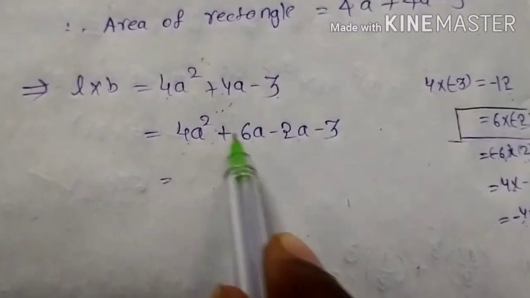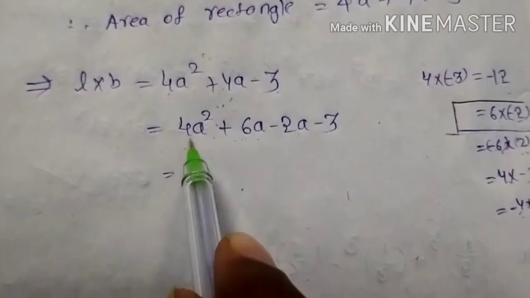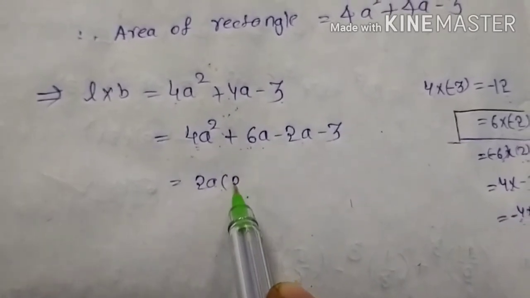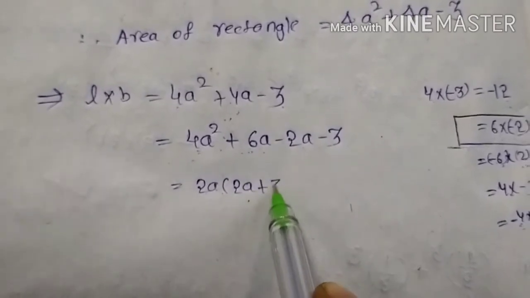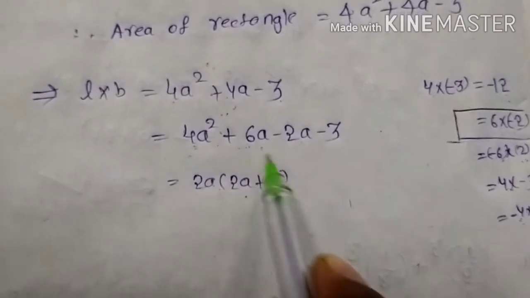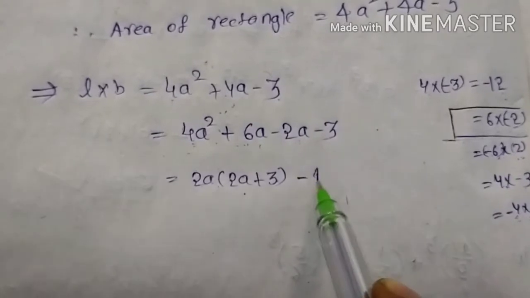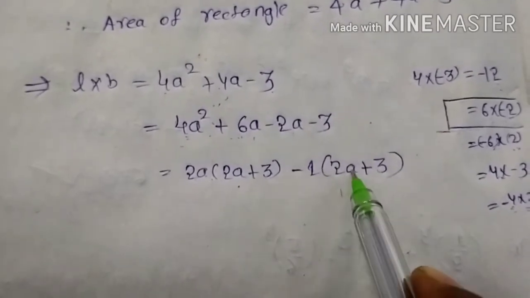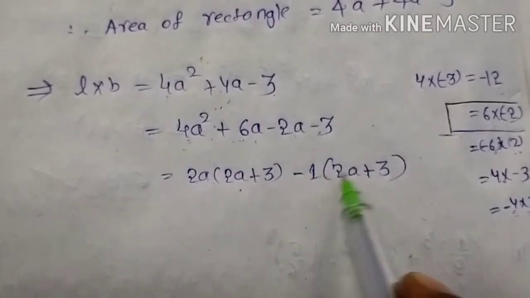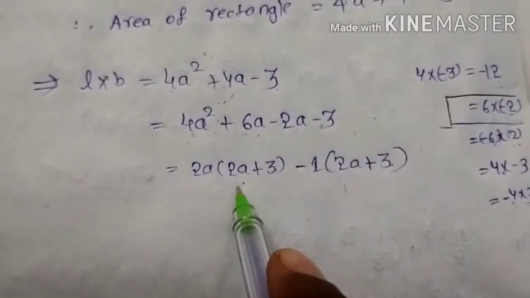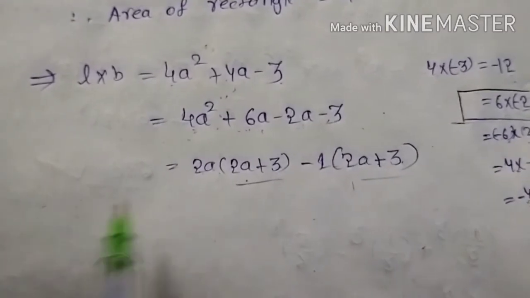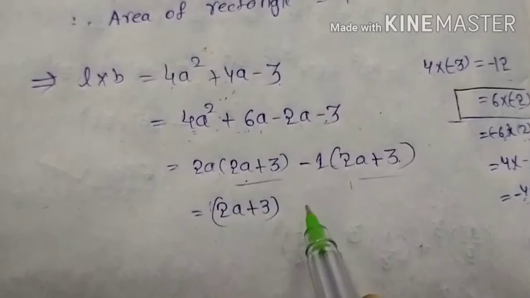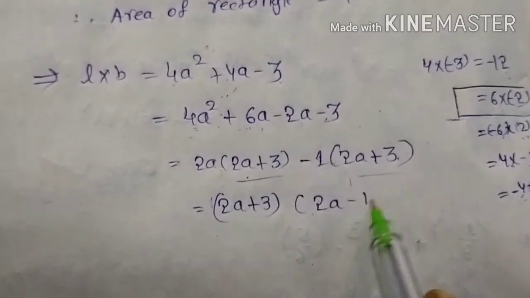See here, 4a square plus 6a. What is the common term here? 2a. Yes or no? 2a. If I am taking here 2a common, 2 into 2 is 4, 2a plus 3. Yes or no? 2a into 3, 6a. Here you can take here minus 1. You can write here 2a plus 3. That means here minus 1 into 2a minus 2a. Minus into plus, minus 1 into 3, 3 only. That means you can see here 2a plus 3 common. Here also 2a plus 3 common. That means take a common here. See here 2a plus 3 into 2a minus 1.